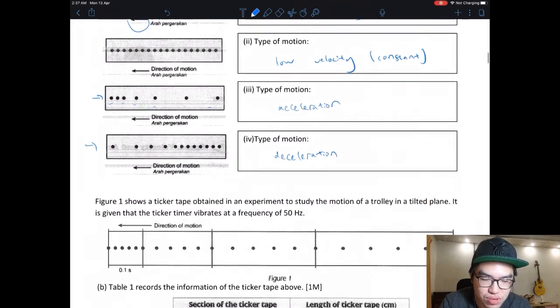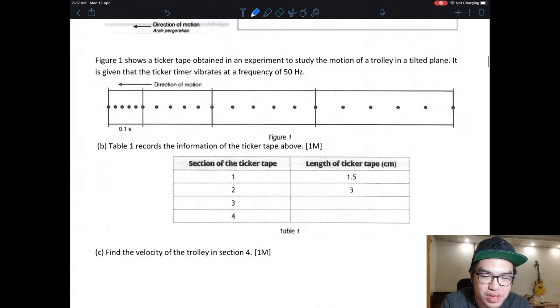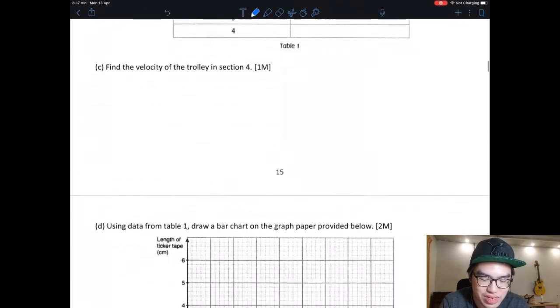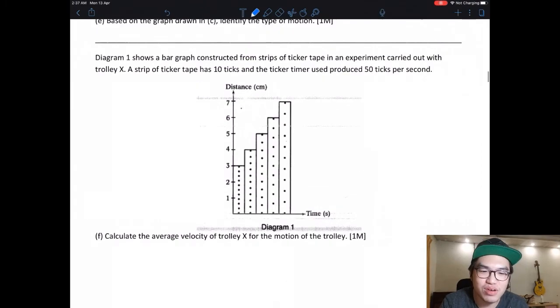So this is so simple. Length of ticker tape, this should be in your notes. You should measure it. I cannot measure it because the scale is different. I'll talk about this next week. So nothing much here. Very simple calculation today.